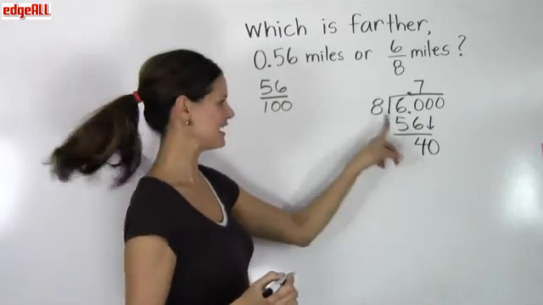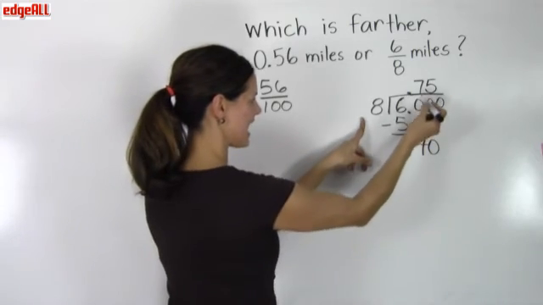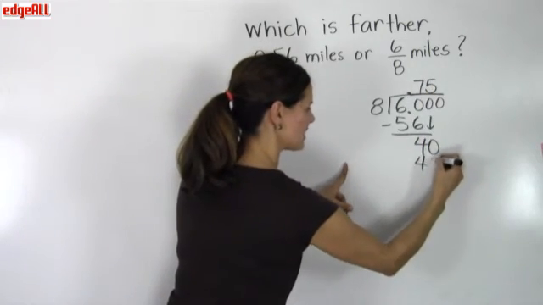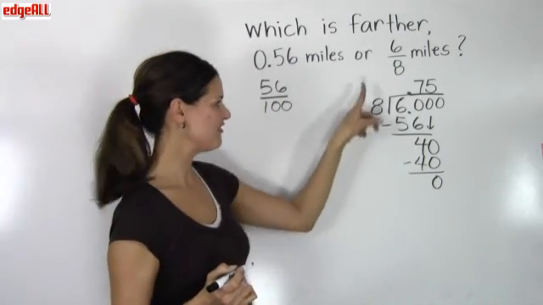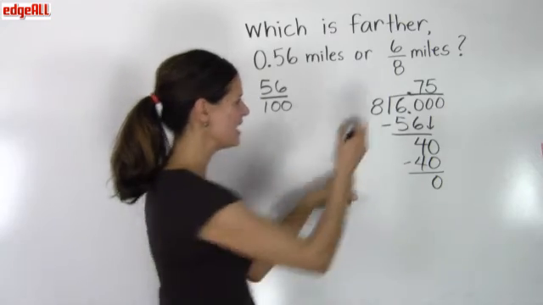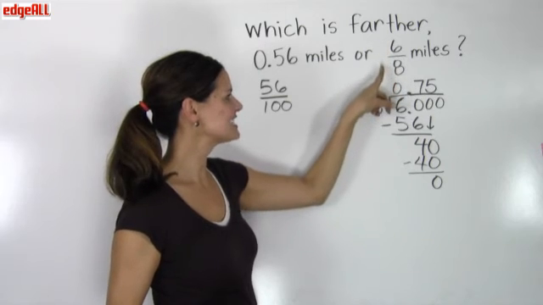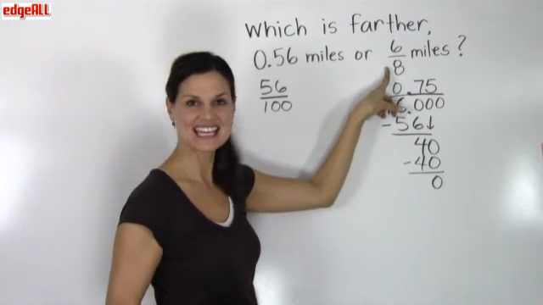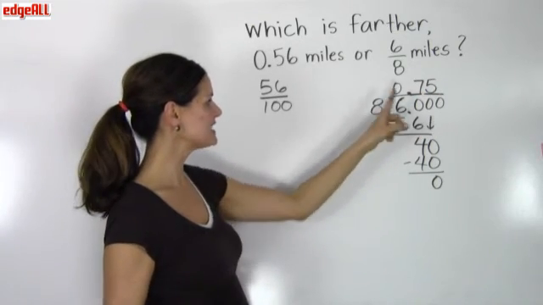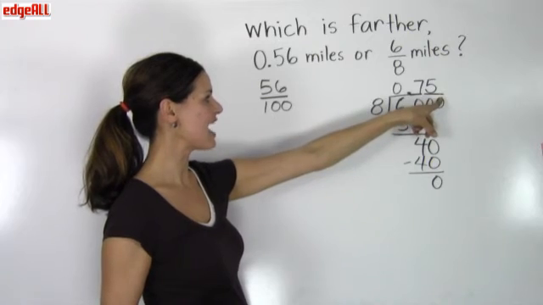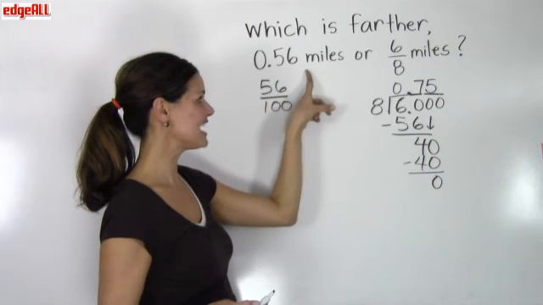And so 40 divided by 8 equals 5. And I place my 5 here. And I have then 5 times 8 equals 40. 40 minus 40 equals 0. No remainder, so I am finished. And so I have the decimal equivalent of 6 over 8, or 6/8, is 0.75. So now I can compare and I can see that 0.75 or 6/8 is greater than 0.56.